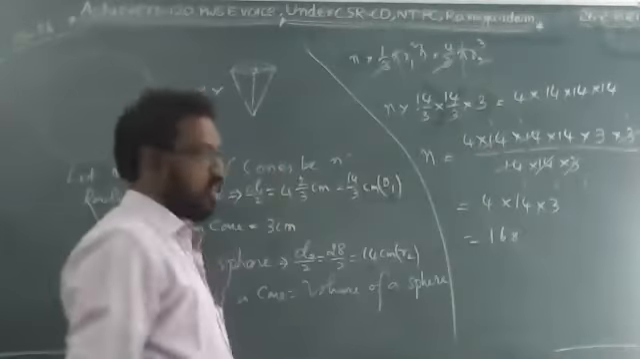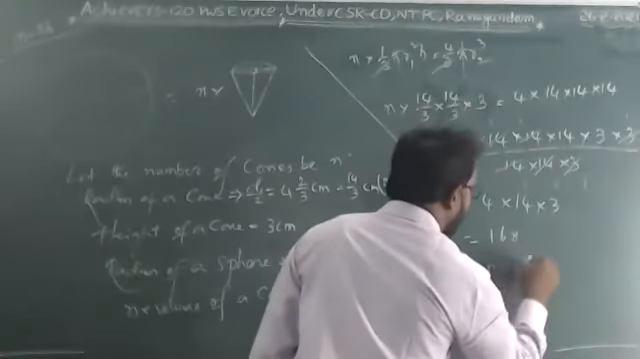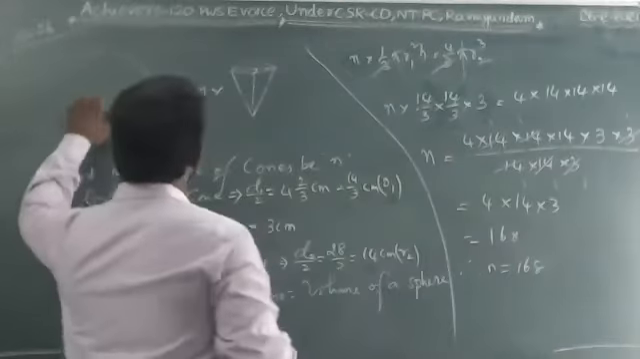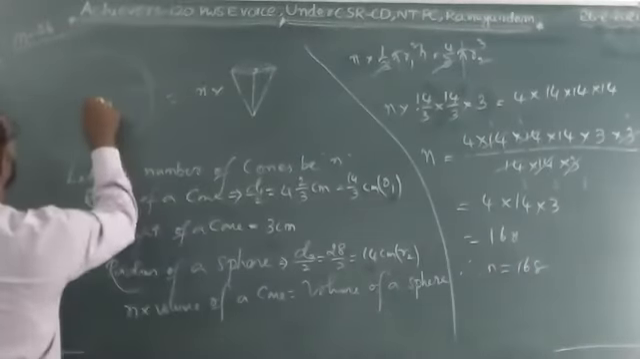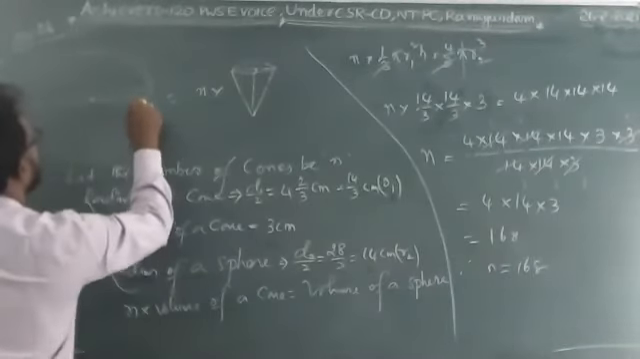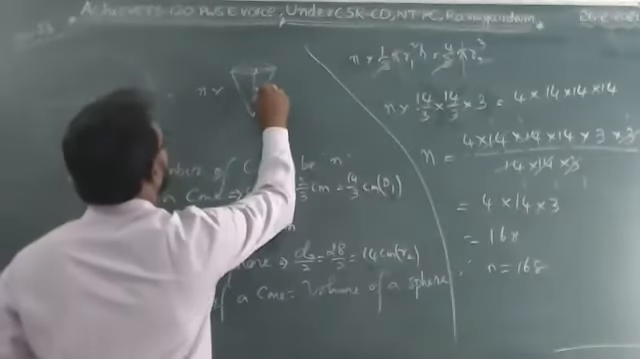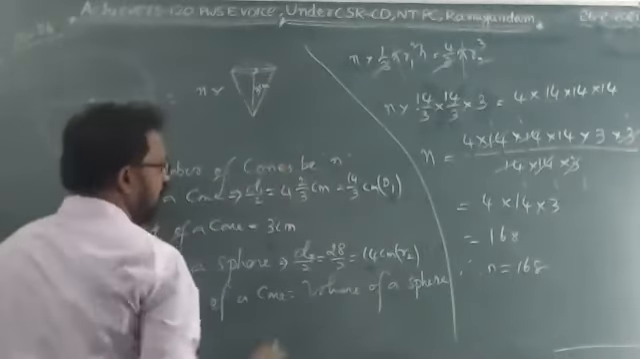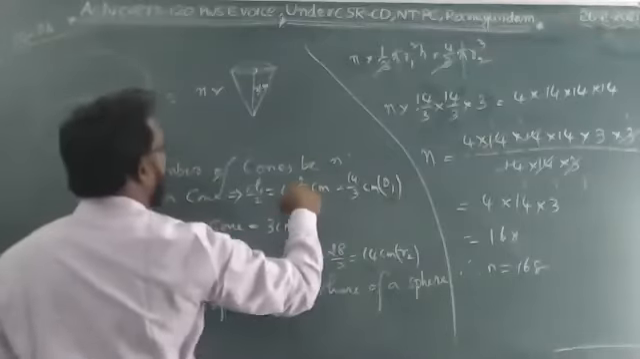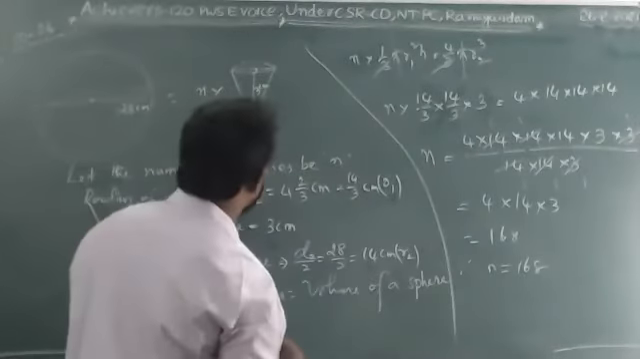168 cones converted here from a sphere. From this sphere, this is the diameter actually. The diameter is 28 centimeters and the height is here 3 centimeters. Radius already given here, 14 by 3, 14 by.